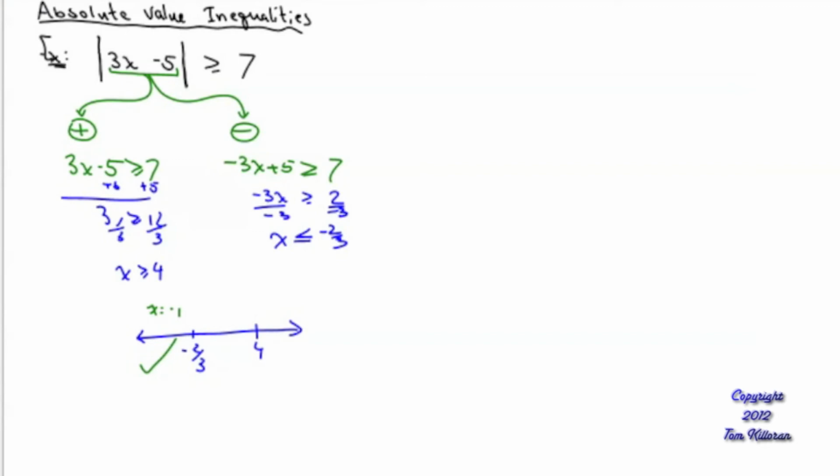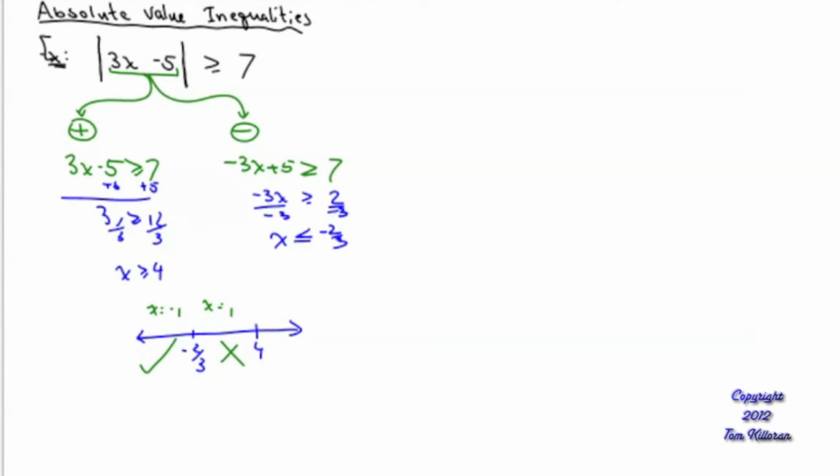Pick a number between negative 2/3 and 4. Oh my god, this is going to be hard. 0 would be the best one, but 1 would work too. So let's choose 1 just to be different. 3 times 1? It's 3. 3 minus 5? Negative 2. Absolute value of negative 2? 2. Is 2 bigger than 7? No. So this is not going to give me any solutions. So no number between negative 2/3 and 4 is going to work. It's not part of my answer.